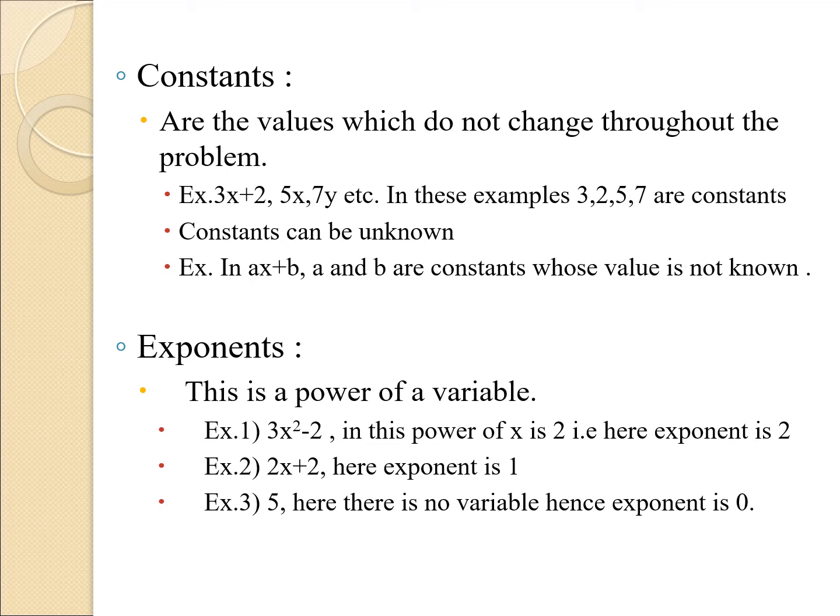In one more example, 5, this is a constant term. There is no variable mentioned. So what is the exponent? Since there is no variable, the exponent will be 0. So this 5 can also be written as 5x raised to 0. No variable means the power or the exponent is 0. So these are the three very important terms that will be available in any algebraic expression and also in a polynomial. Which are they? They are variables, constants and exponents. Do remember this point, students. Let us move forward now.